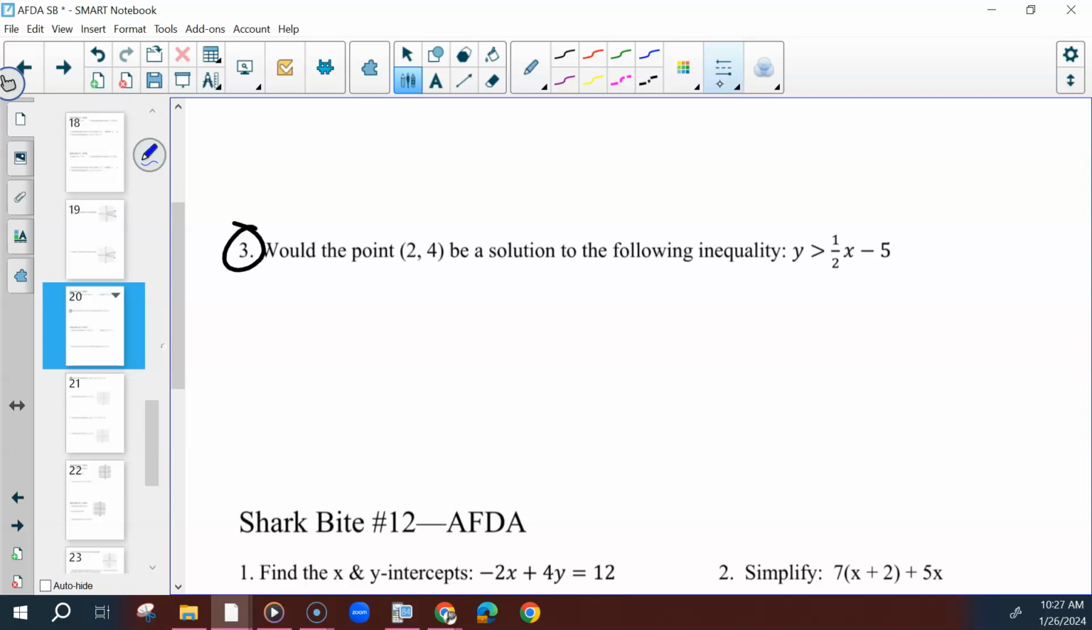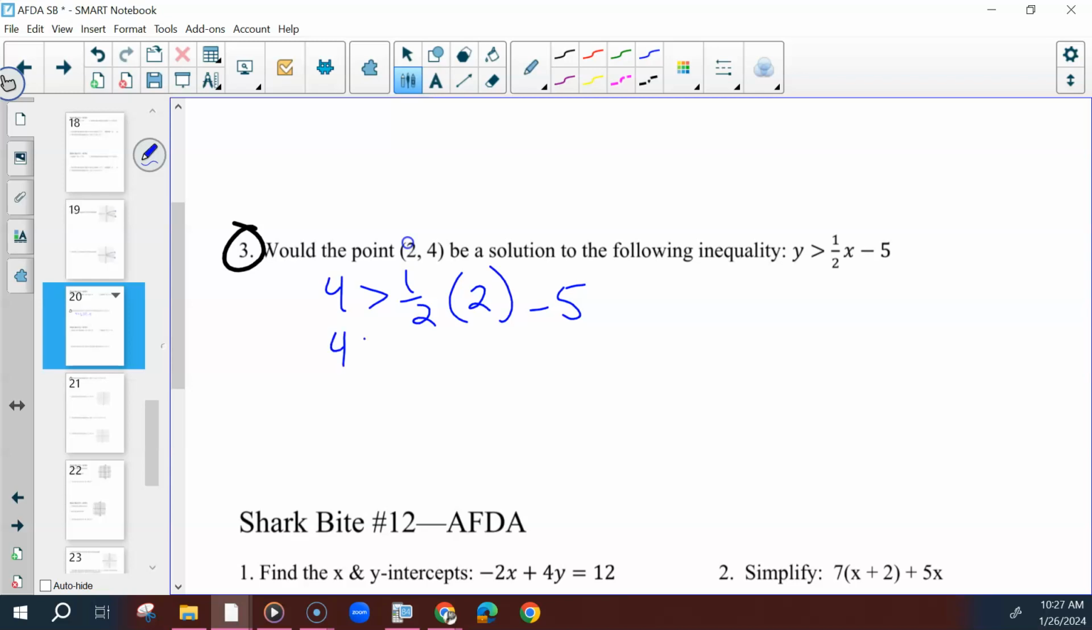Number 3, you could do a couple different ways: one algebraically, one graphically. I'll do the algebraic way, but if you want to see the graphic way, I'll show that. So to test this algebraically, I could put this in for x and y. So y would be 4 is greater than 1/2 times 2 minus 5. And see, does this work? Is it true or is it false?